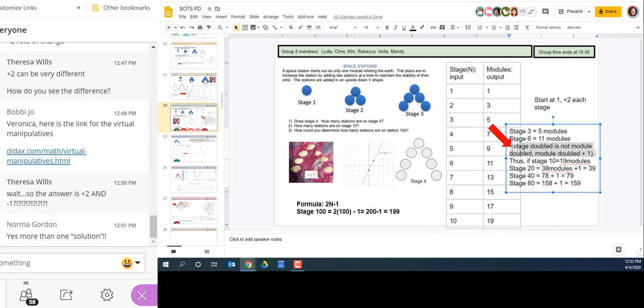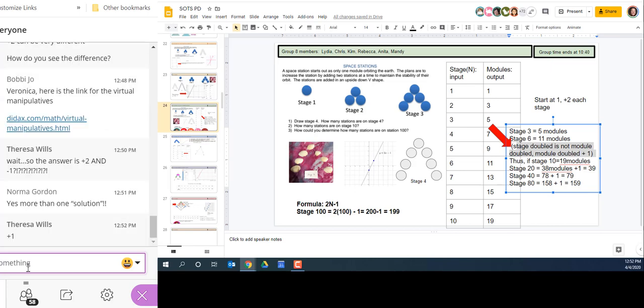So thinking that, well, if we double both and then add 1 to the modules, we should get the number of modules. I love your explanation and how you were able to kind of define modules differently. So this group is now saying that the answer is double the modules and then +1.